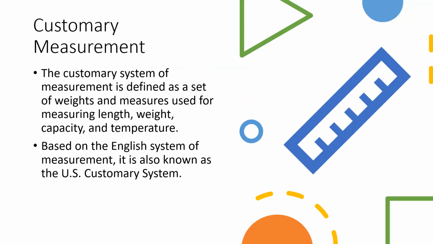So there's 2 kinds of measurements that you're going to focus on. The first one is our customary measurement. The customary system of measurement is defined as a set of weights and measures used for measuring length, weight, capacity, and temperature. So this is based on the English system of measurement, and it is also known as the U.S. customary system. So here in the United States, this is our main way of measurement, the customary measurement.